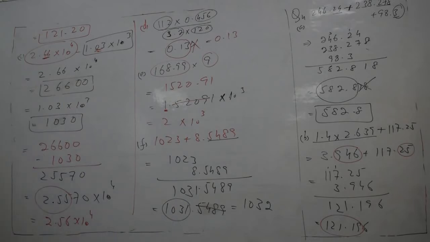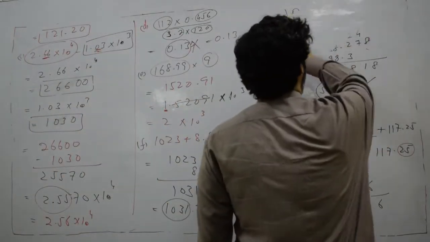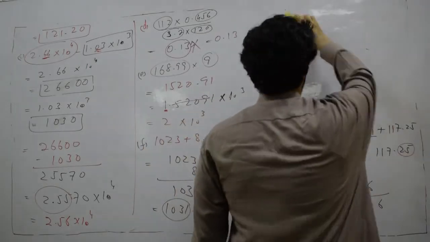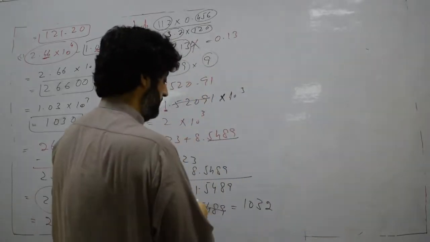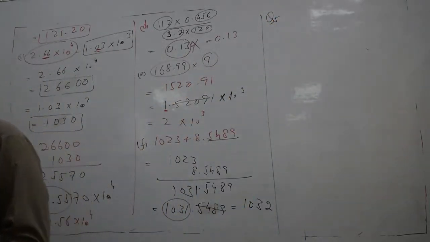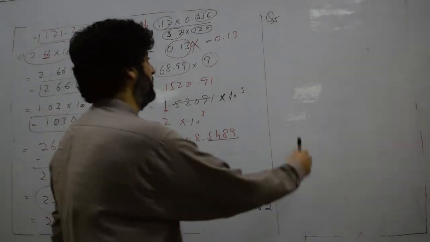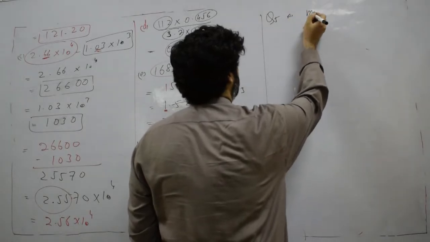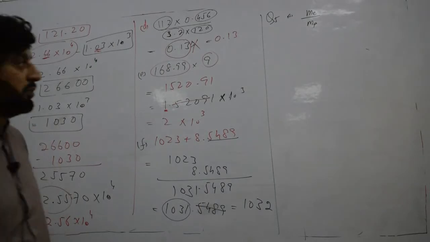Now come towards numerical number 5. First I have to erase the board. You have to read numerical number 5. First read it out. Numerical number 5: calculate the answer up to appropriate significant digits. The ratio of the mass of the proton to the mass of the electron. First we have to know the mass of proton to the mass of electron.